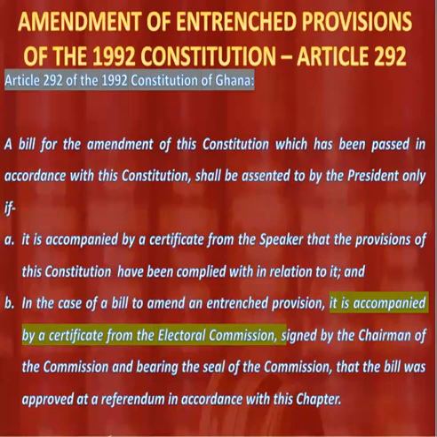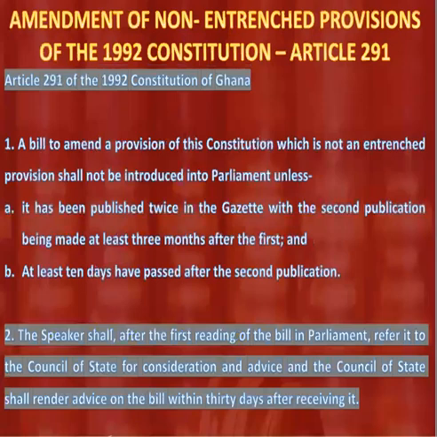Now we shall proceed to the amendment of the non-entrenched provisions of the 1992 Constitution. Amendment of non-entrenched provisions of the 1992 Constitution. And for this, the instructive article of the 1992 Constitution we shall rely on is Article 291. It lays down the procedure we must exhaust if we have to amend the non-entrenched provisions of the 1992 Constitution.